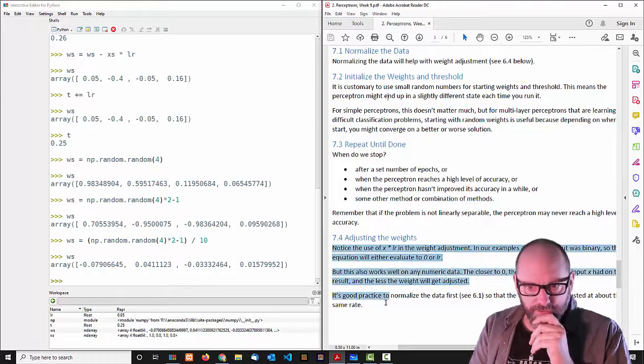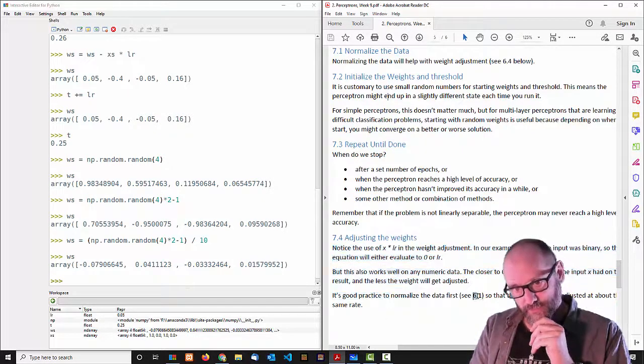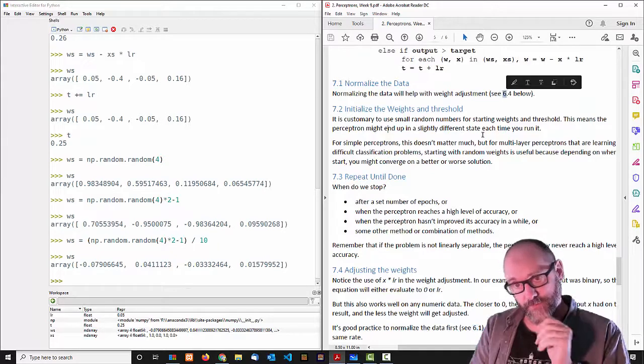I already covered this on adjusting the weights. All these numbers are wrong. This should be 7.1 and this should be 7.4. Sorry about that.